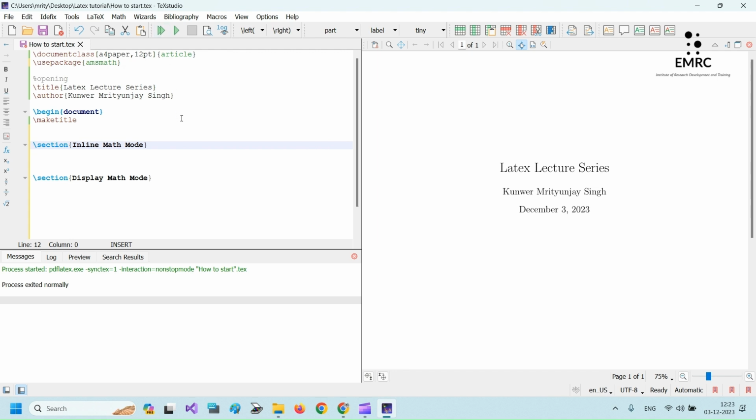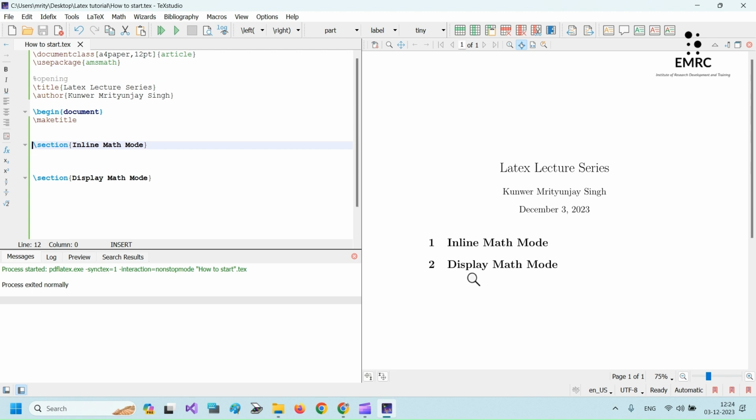We can use these mathematical functions in two ways. There are two modes: inline math mode and display math mode. Inline math mode is used for including mathematical expressions within the text. To enter inline math mode, use the dollar sign both at the beginning and end of the mathematical expression. Display math mode is used for displaying larger mathematical expressions on separate lines, like equations and other things. We'll see it also.